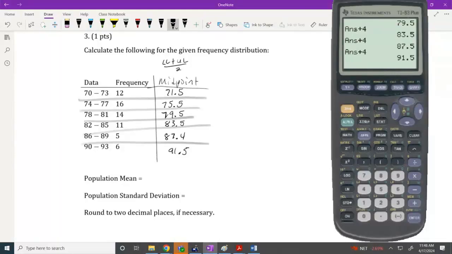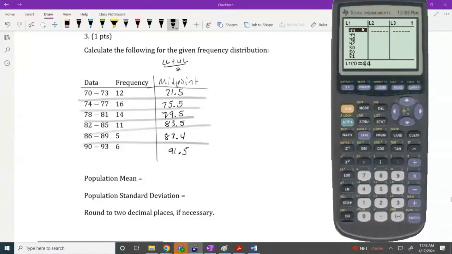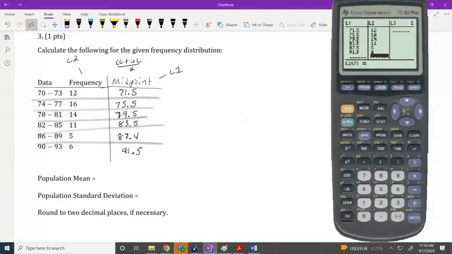So now in order to calculate the statistics, I'm going to go back into stat. Okay, and we're going to edit the list. So I'm going to choose that first option. And I'm going to clear out list 1. So I'm going to go to the very top of the list. I'm going to hit clear and enter. All right.